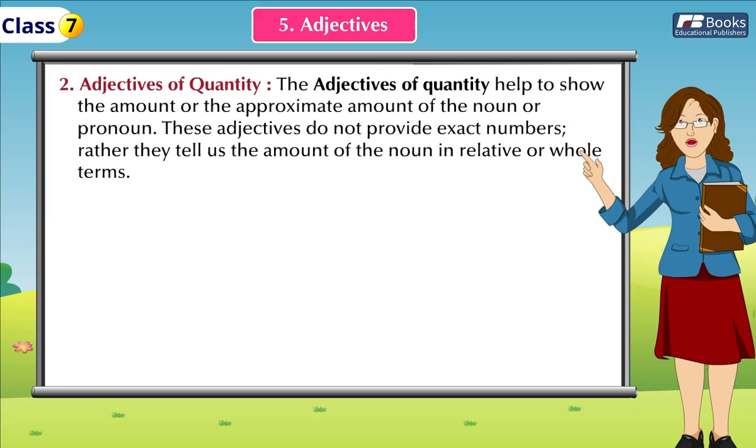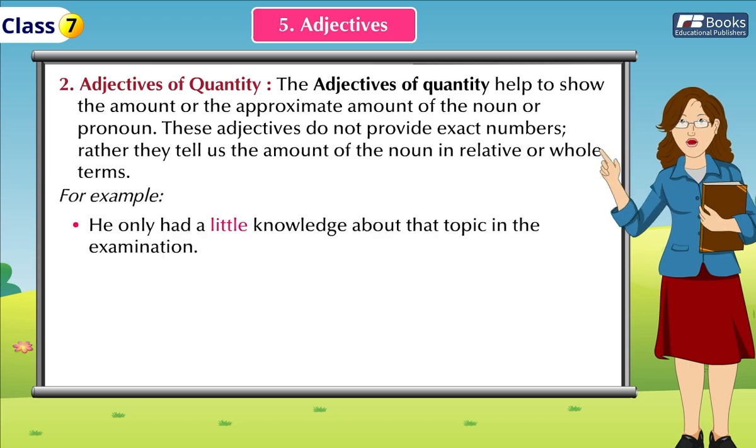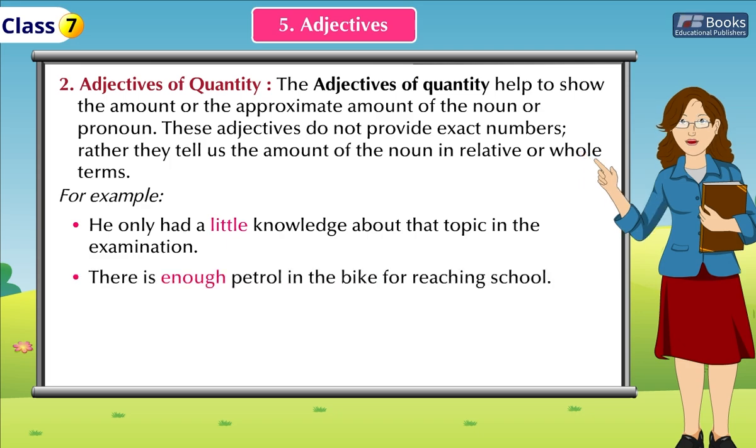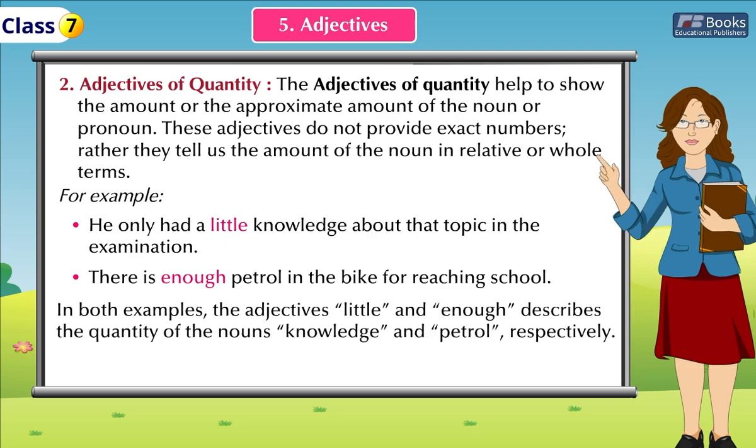Second, adjectives of quantity. The adjectives of quantity help to show the amount or the approximate amount of the noun or pronoun. These adjectives do not provide exact numbers, rather they tell us the amount of the noun in relative or whole terms. For example, he only had a little knowledge about the topic in the examination. There is enough petrol in the bike for reaching school. In both examples, the adjectives little and enough describe the quantity of the nouns knowledge and petrol, respectively.